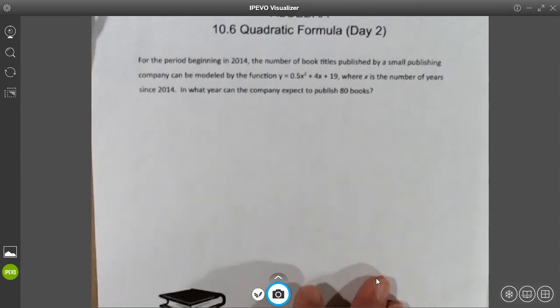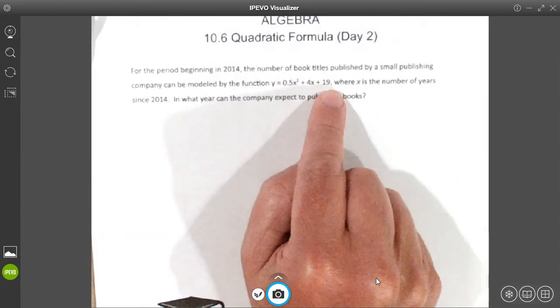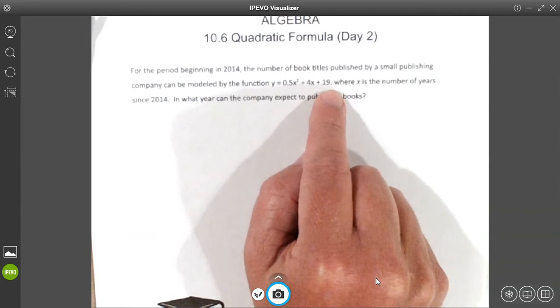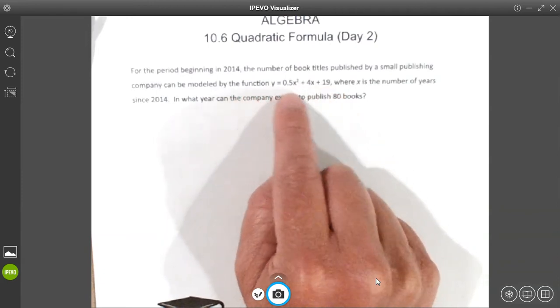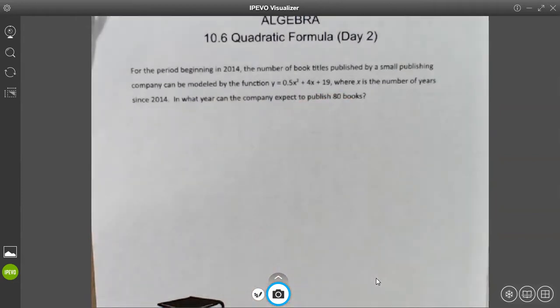Just got one example here, and we'll work through this. So it says for the period beginning in 2014, the number of book titles published by a small publishing company can be modeled by this function. And that's a lot of what we're doing here, when you take Algebra 2, your junior year, is taking data and trying to model it with an equation. So then we can predict off of that.